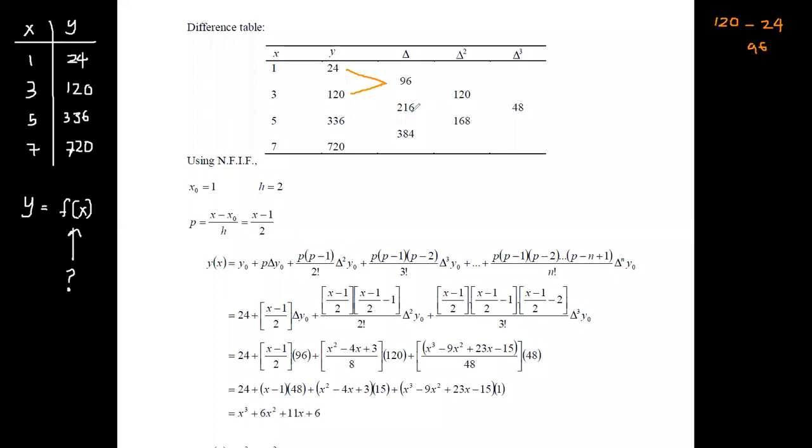Then this value can be obtained just by taking the difference between the third and the second value. Therefore, you have to consider these two values to obtain the difference at this point, that means 336 minus 120 gives you the value 216. Likewise, you can use these two values to obtain the value 384. Now you have finished all the values for the second column.